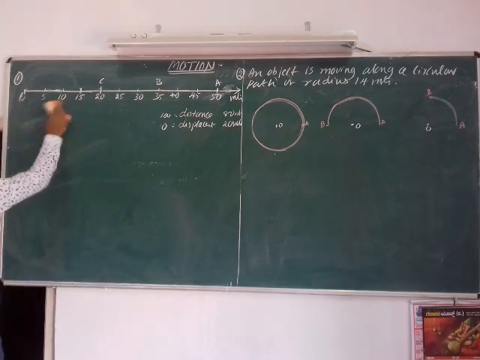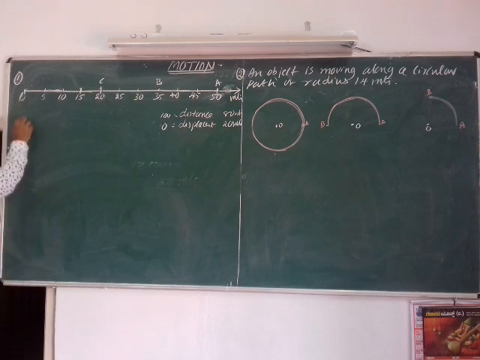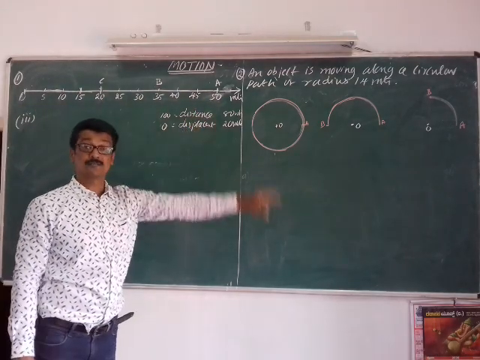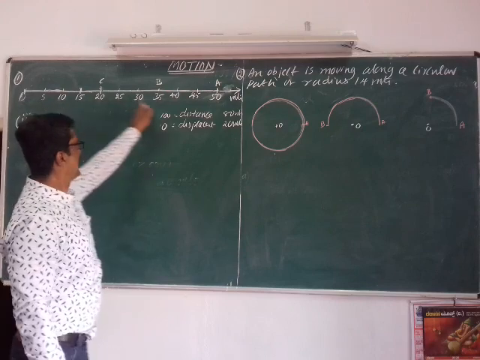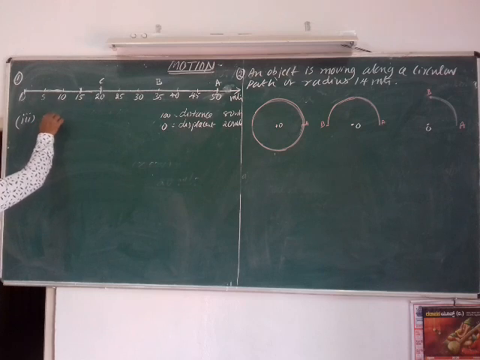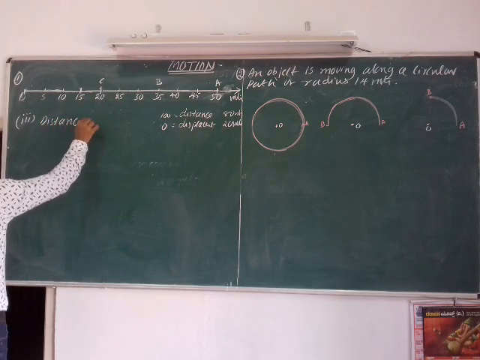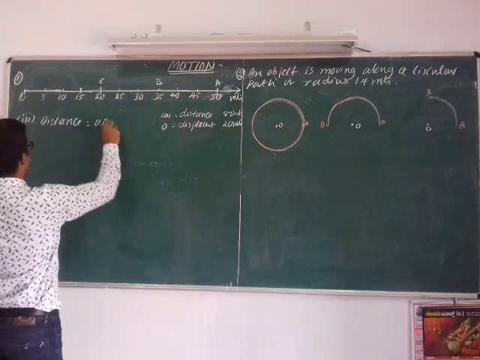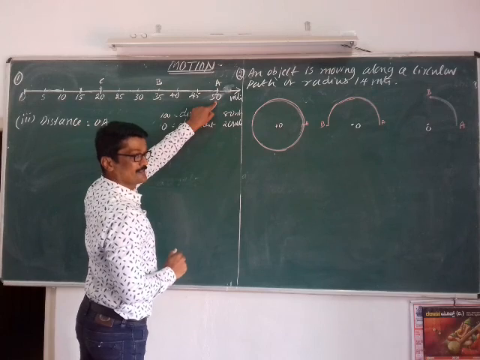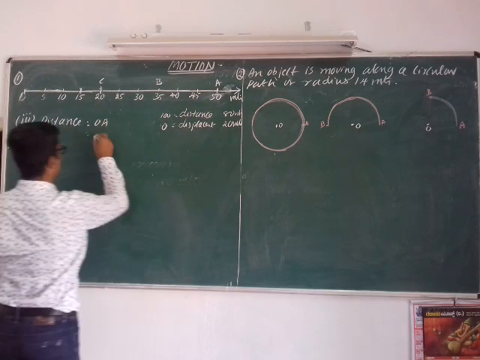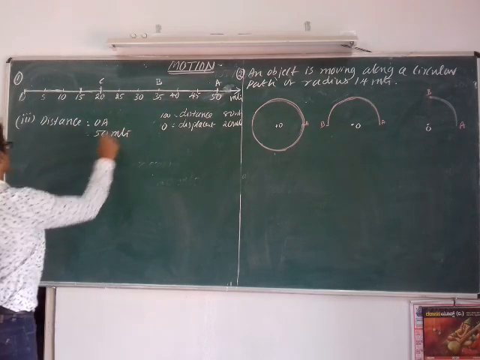Let me take the third case. An object starts from O and reaches A. That's all. In this case, what is the distance? Distance is length of the actual path. That is OA, because it starts from O and reaches A. So distance is OA. That is 50 meters.